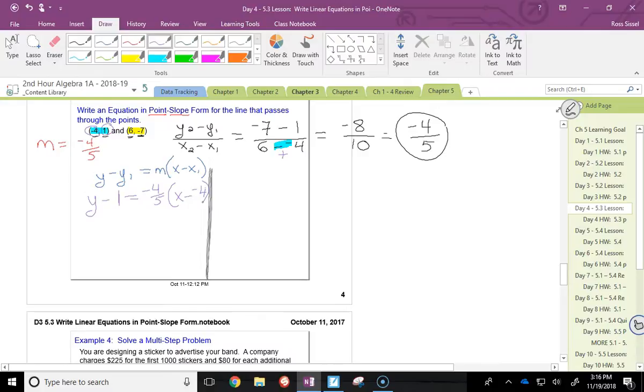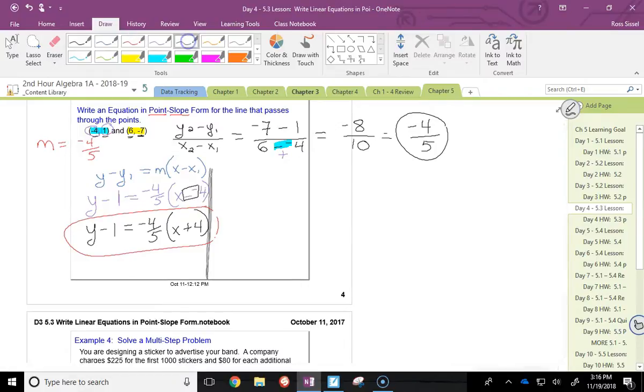Now, like we talked about in class today, can I simplify on this? Well, I'm going to look. Y minus 1, nothing to simplify. Negative 4/5, we're not going to distribute. We're going to leave it right now in point slope form. But I do have an x minus a negative, and we want to change that. Instead of minusing a negative, we say plus 4. And this is one of your answers.